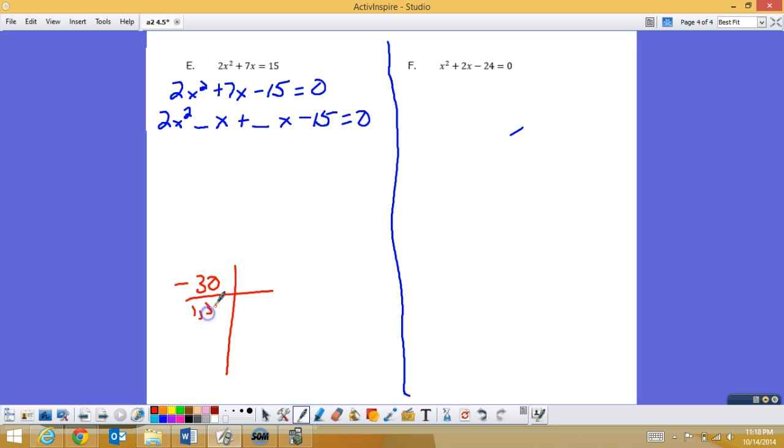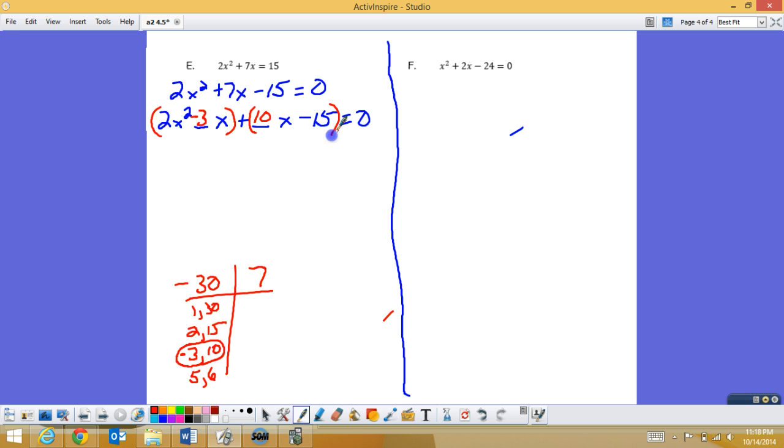So we have 1 and 30, 2 and 15, 3 and 10, and 5 and 6. And we want those to add up to 7. Well, the only two that we can manipulate to get 7 is 10 and 3, and that's if the 3 was negative. Still multiply to negative 30, so we're good. So we're going to put negative 3 here and 10 here. And once again, it does not matter which number you put in which blank.